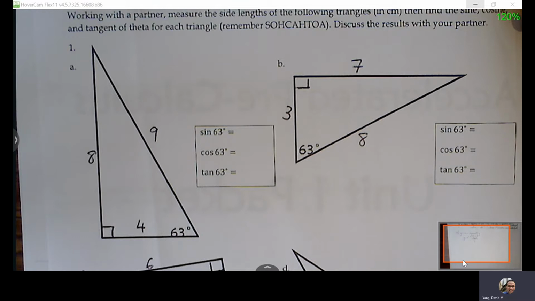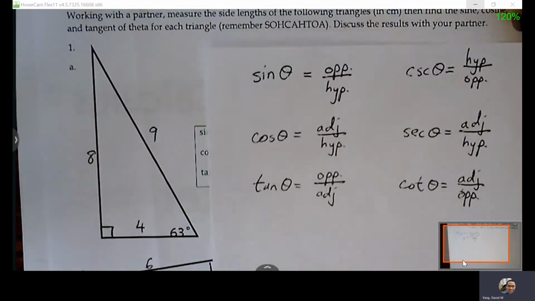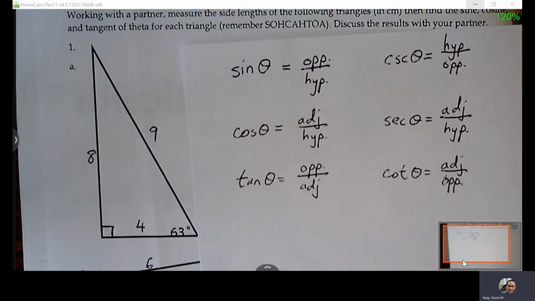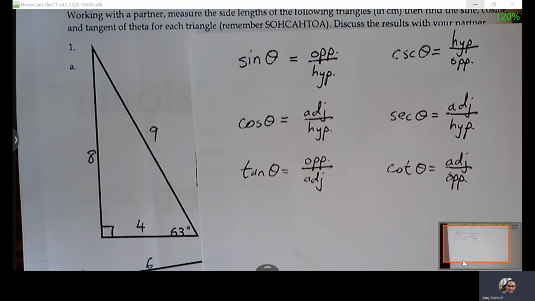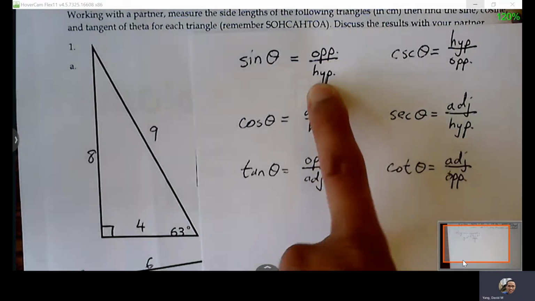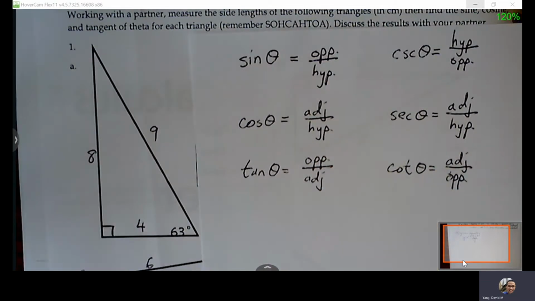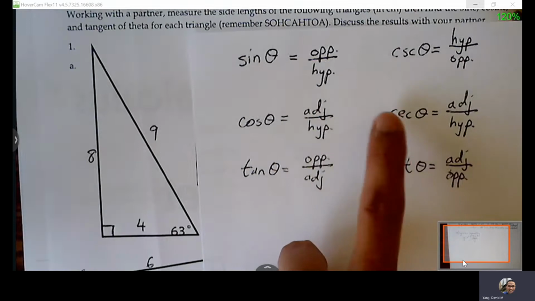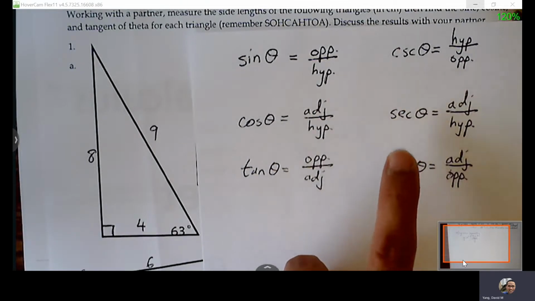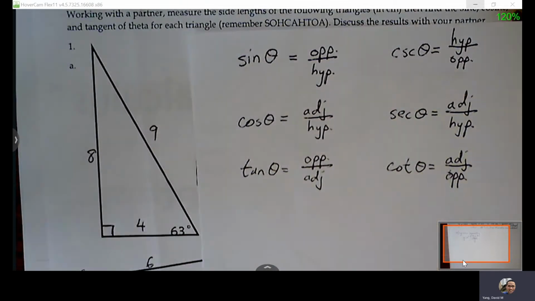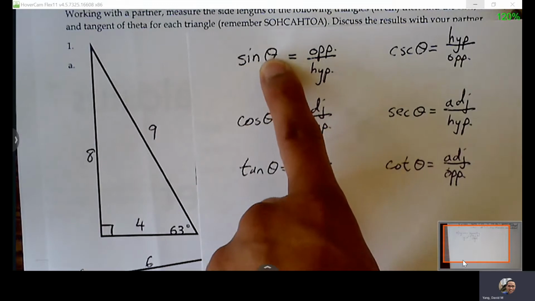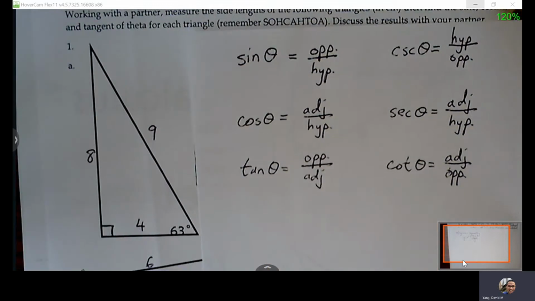Okay, so just a bit of review. Sine, the ratio for sine in the right triangle, is opposite over hypotenuse. Cosine is adjacent over hypotenuse. Tangent is opposite over adjacent. Now, your opposite and your adjacent are all dependent on where your angle is. It's relative to your angle, it is not a set location.